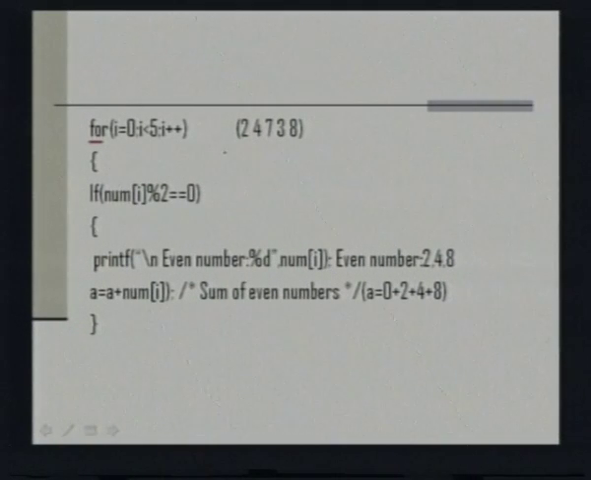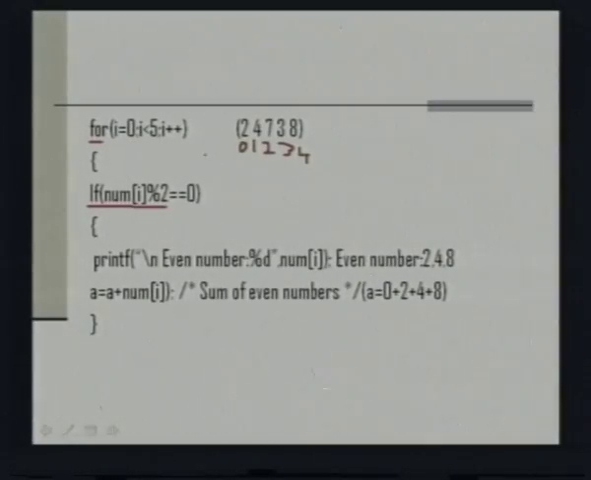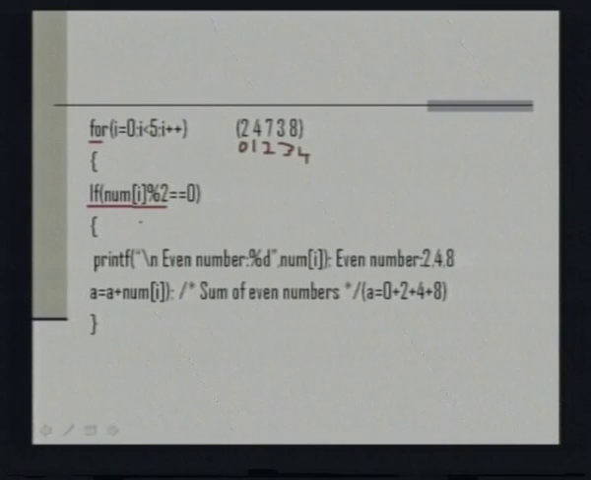And now I is 0. We know that in the 0th position we have 2, first position we have 4, second position 7, third and then 4th. So these are 5 variables. First I am checking if num of I modulo 2. During the first iteration, I's value is 0. Num of 0 is 2. Is 2 modulo 2 equal to 0? Yes, because 2 divided by 2, the quotient is 1, there is no remainder. So it identifies this as an even number.